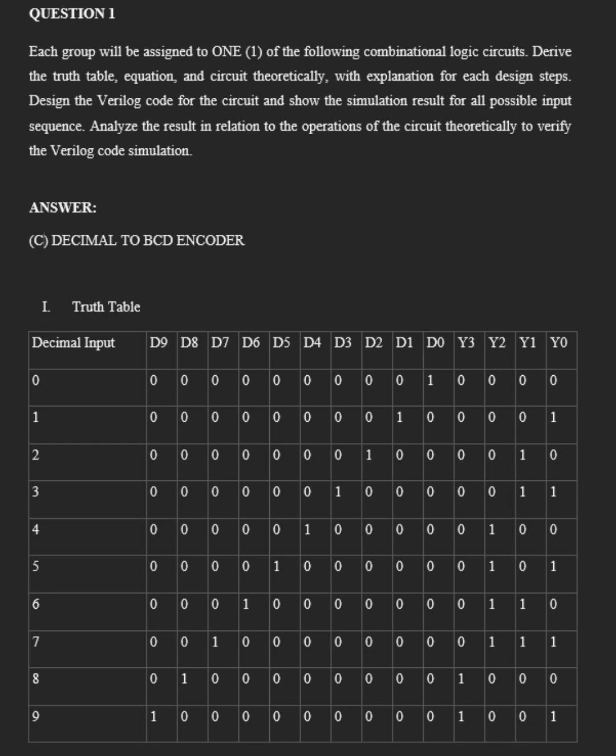Our first step was deriving the truth table. We have 10 inputs representing decimal digits D0 through D9, and 4 outputs Y3 through Y0, which represent the BCD code. For example, when D1 is high, the output Y3, Y2, Y1, Y0 is 0001. When D9 is high, the output is 1001.